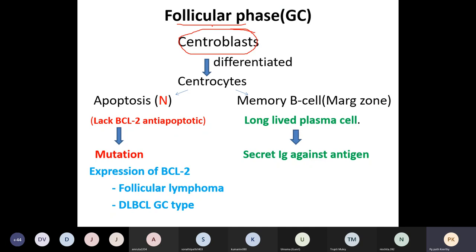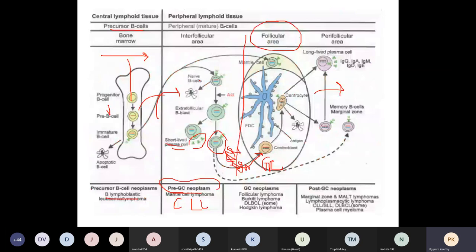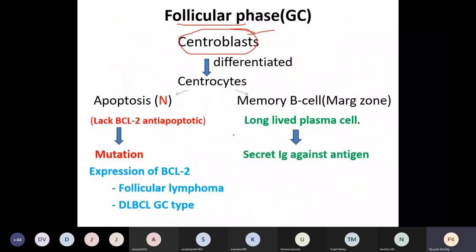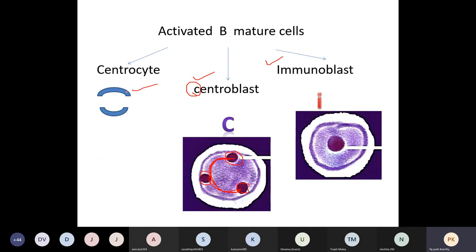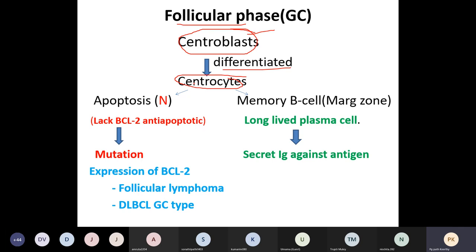Okay. Now coming to follicular, that is germinal center. So in the germinal center, now your centroblast has reached, correct? See, your centroblast has reached your germinal center now. So this fellow will get differentiated into the centrocyte. These are the centrocytes. These are called small cleaved cells. So it can undergo apoptosis normally.